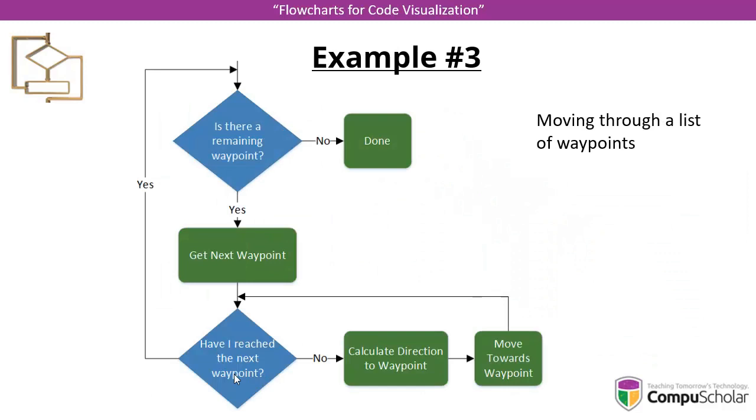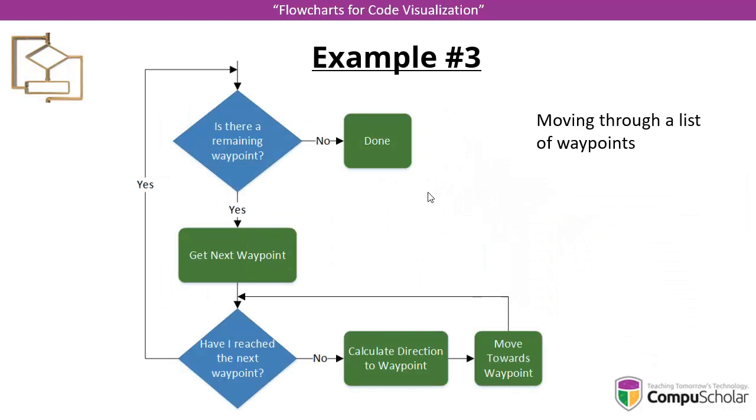Now, if you're looking at a waypoint and you're not there yet, then we'll follow no, and we need to calculate what direction do we want to go, or drive, or steer, or step, and then move towards that waypoint. After we're done moving, we're going to reevaluate. Are we there yet? Did we cross the finish line? Did we reach that waypoint? And so we've got another little loop here off to the right where we'll continually calculate direction to the waypoint and take another step and check to see if we made it there. And at some point we will make it to the next waypoint, and we'll branch off to the left here and get the next one.